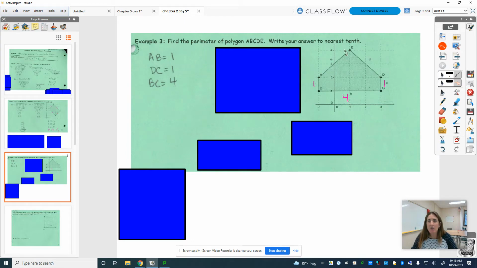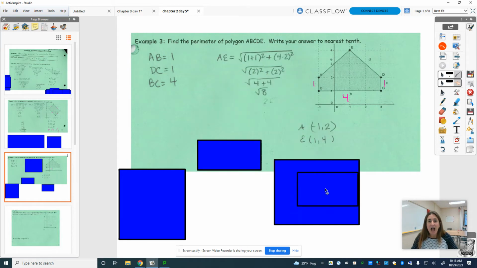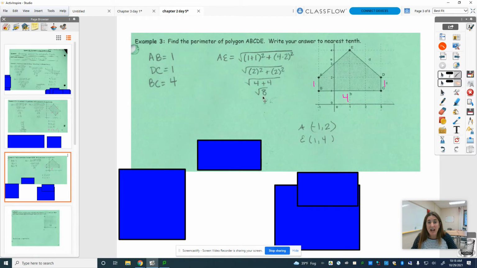However, we got to go from A to E. Here's my coordinates. I write them down. I use my distance formula. I've got radical 8. Okay, folks. It doesn't tell me what to round to or what to do, but radical 8 breaks down. I think that's 2 radical 2, correct? But really, I'm going to take this 1 plus 1 plus 4.